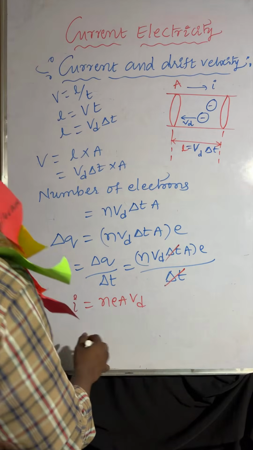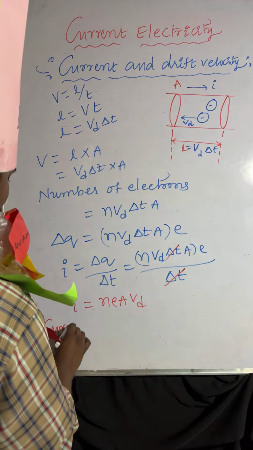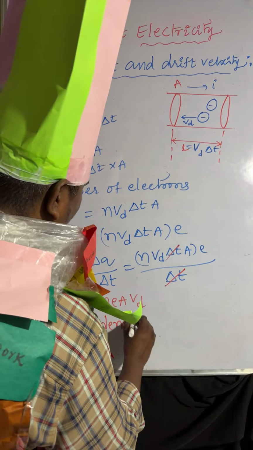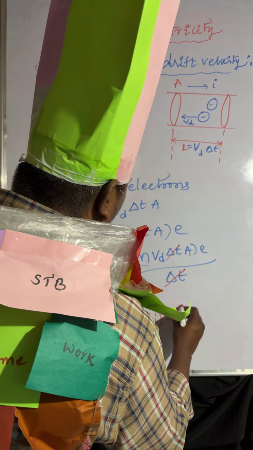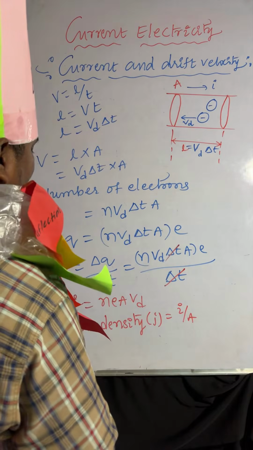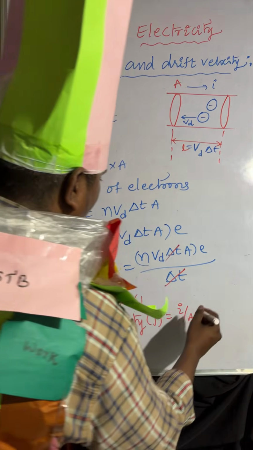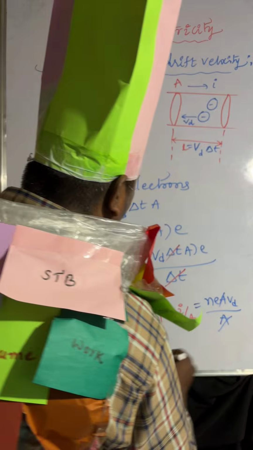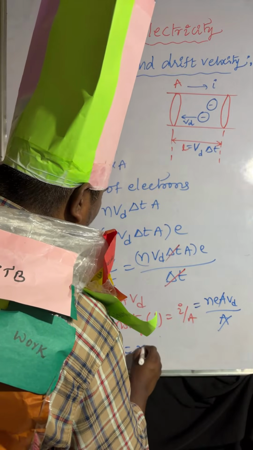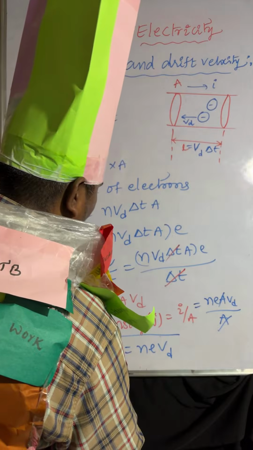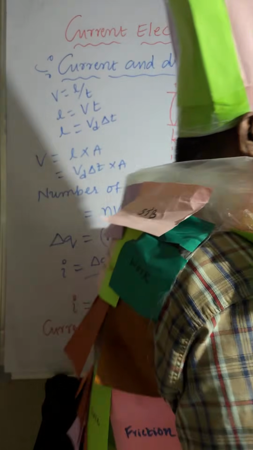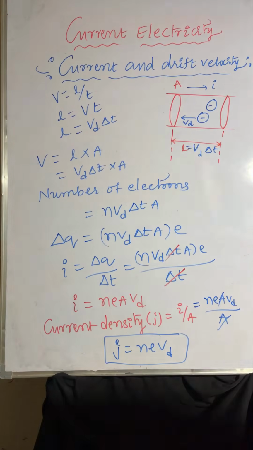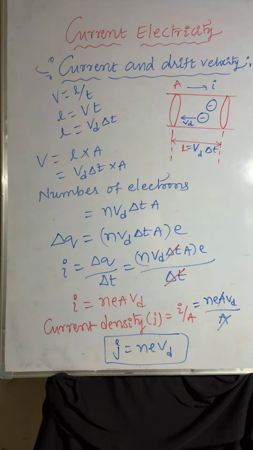So we know the current density formula: current density J equals I by A. What is I? NEA Vd. So NEA Vd by A, A gets cancelled, and J equals N E Vd. I hope it is very clear. Understood or not? Is it clear? So next one.